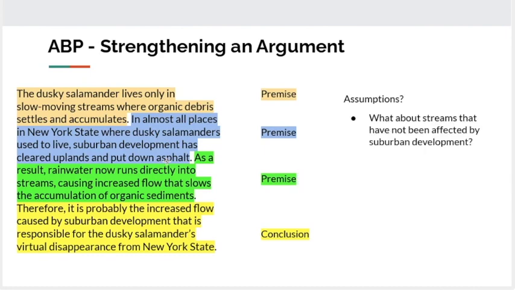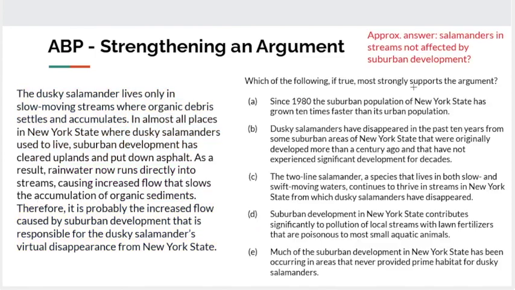Now what about assumptions? One assumption would have to do with this question about streams that have not been affected by suburban development. In other words, this passage is talking about what has happened where suburban development has taken place. But we need to know something about the streams that have not been affected in order to make a comparison. Because who knows, maybe their numbers have been decreasing there also, in which case it would make it harder to attribute the decrease in their population to this increased flow caused by suburban development. So that will give us an approximate answer to work with.